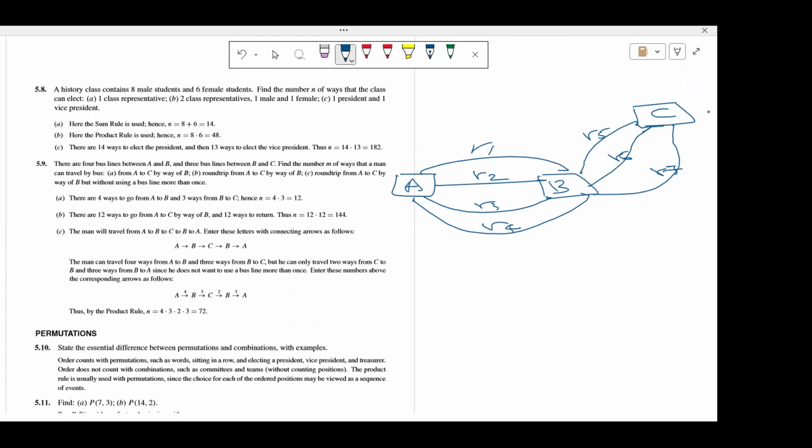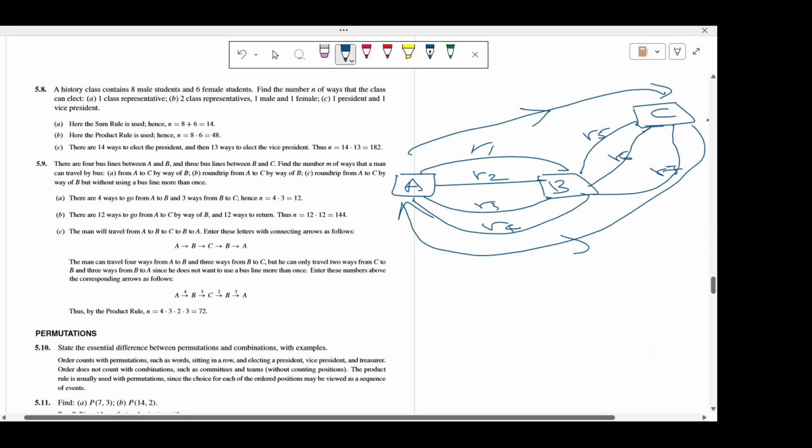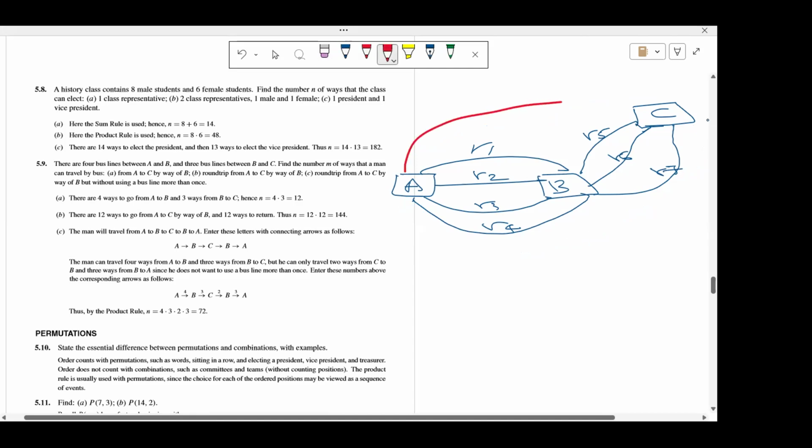In the second question, one guy moves from A to B, B to C, and from C he again needs to reach A, right? Moving from A to C throughout B, then from C to A. Did you understand? So round trip means we are moving from A to C by way of B, and again we need to reach A. This is what we can call a round trip, right?